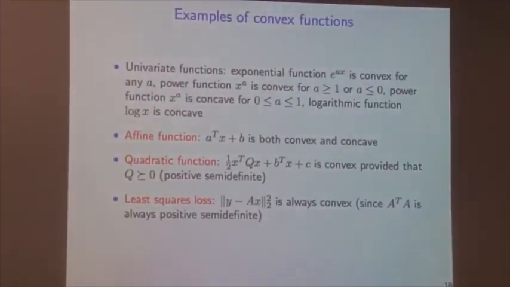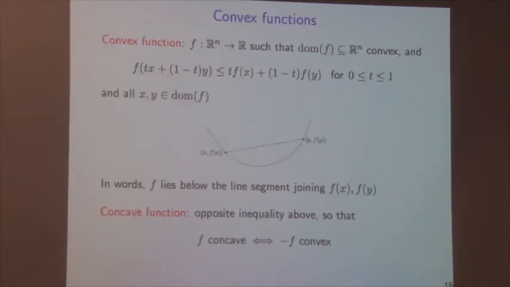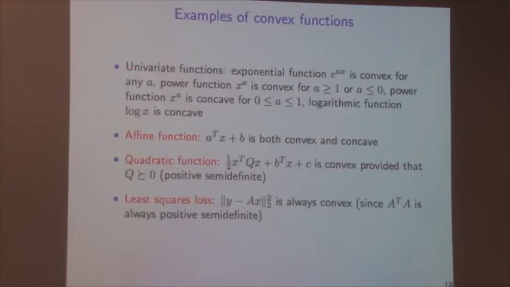Affine functions are both convex and concave. You can check the definition is satisfied because you get equality here, right? So it's true if I put less than or equal to or bigger than or equal to. Quadratic functions are convex provided that the quadratic form Q is positive semi-definite. A quadratic function looks like 1/2 x transpose Qx plus b transpose x plus c, where the half is just for convenience. As long as Q is positive semi-definite, that's a convex function.